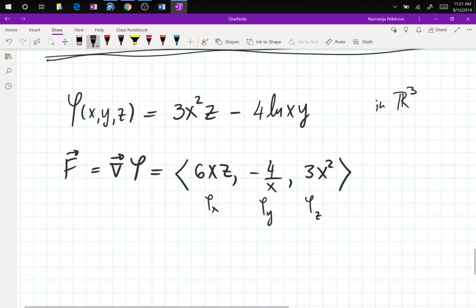So whether it's fx, fy, fz, or phi x, phi y, phi z, it's all the same stuff, it's just different notation. And that's it. That's the vector fields, the basic idea of vector fields.